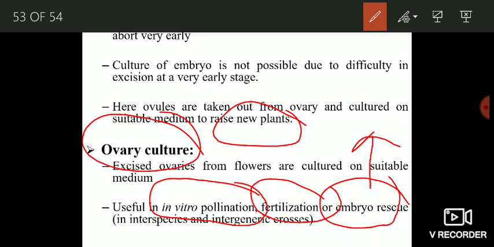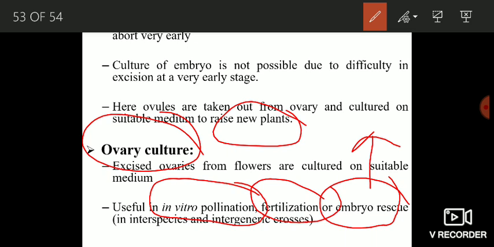Say for example, you have two plants belonging to two species, and you want them to cross pollinate, but in nature this is very much difficult. What you will do is you will use tissue culture technology. You will take the ovary out and you will dust the pollen grains of the other plant belonging to the other species, and you are doing the in vitro pollination.